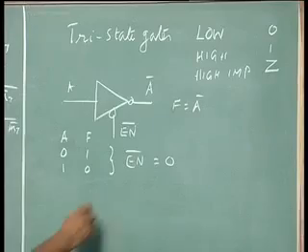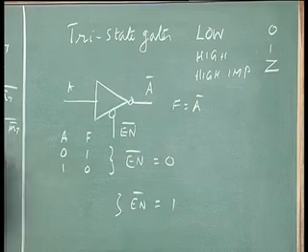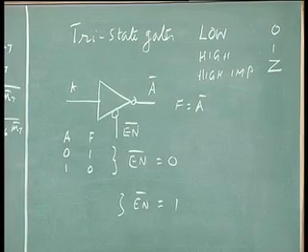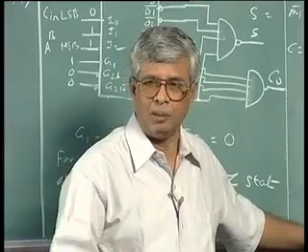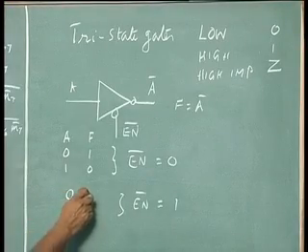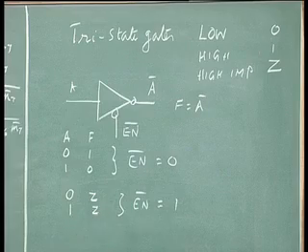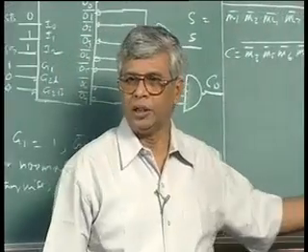On the other hand, if enable is high, the gate is disabled. Enable is the opposite of disable. Now if A is 0 or 1, the output is high impedance. It does not matter what the input is, the output is always in the high impedance state.